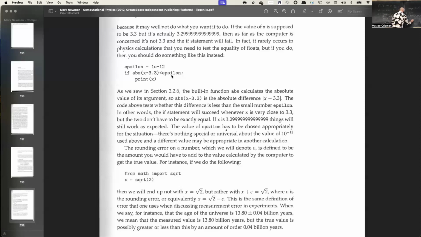And 1e to the minus 12, that's small, right? It's like if you took Taylor Swift's bank account and my bank account, and you divided my bank account by Taylor Swift's bank account, that's the number you get. Literally, right? Billionaire, not a billionaire, right? Okay. So here's the epsilon.